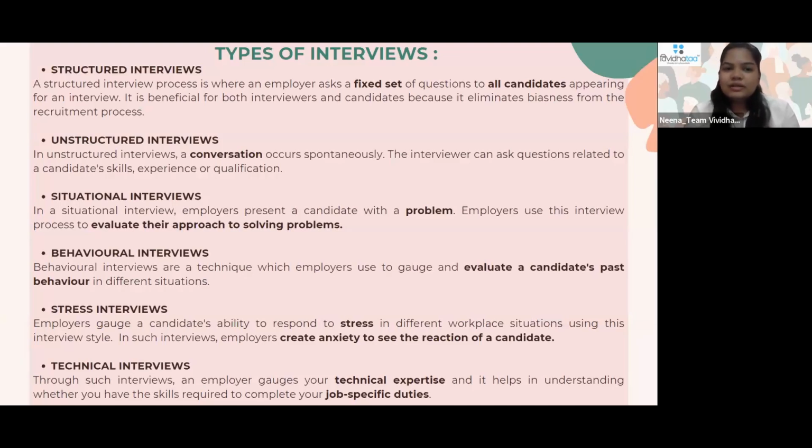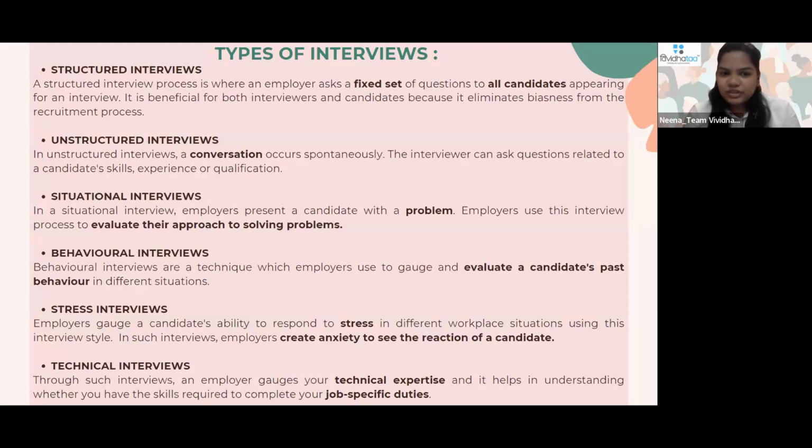The second one is the unstructured interview. It's a very free-flowing interview. It's normally a conversation that happens spontaneously. And on the basis of your previous answer, they will ask the next question. On the basis of your background, they will prepare questions on the basis of your education.